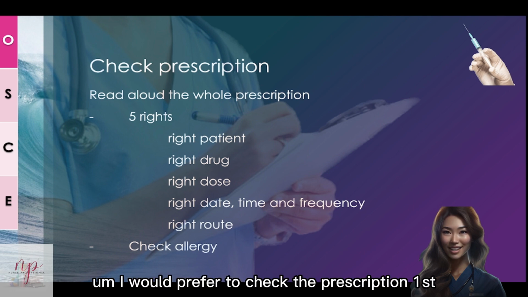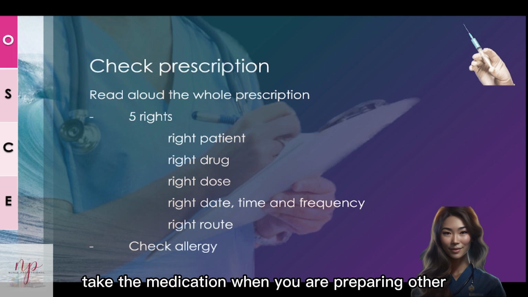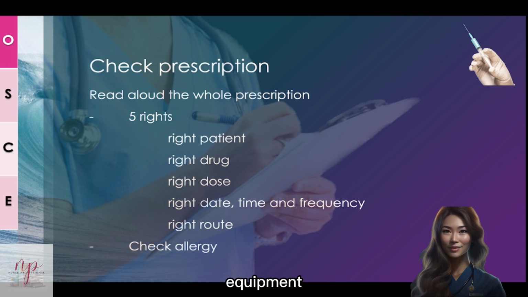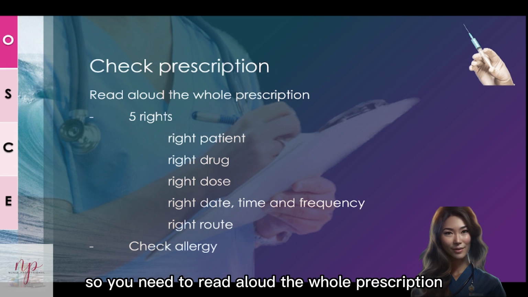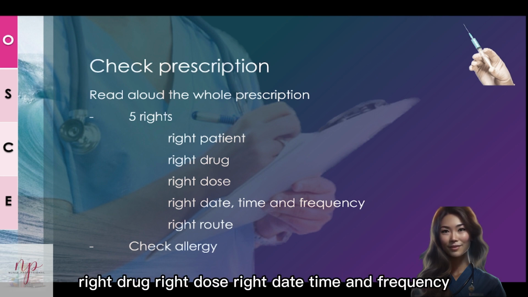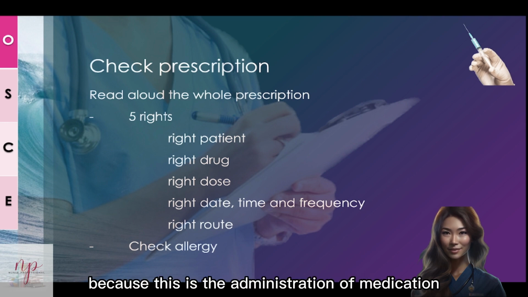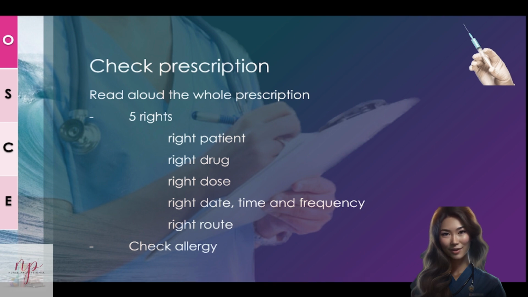I would prefer to check the prescription first, because after checking, you can take the medication when you are preparing other equipment. So you need to read aloud the whole prescription. 5 rights is very important. Right patient, right drug, right dose, right date, time and frequency, right route, and you must check allergy, because this is the administration of medication.